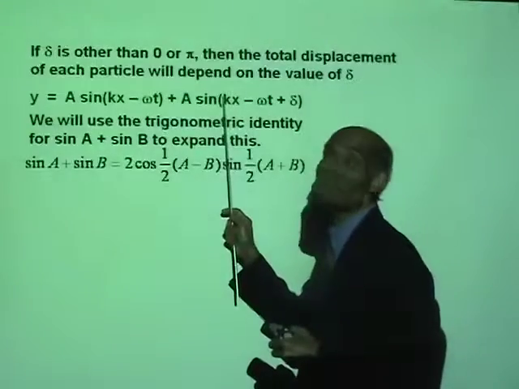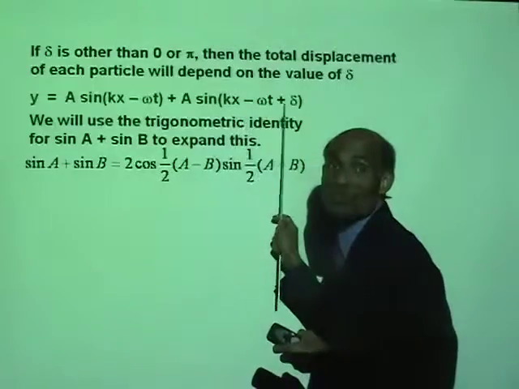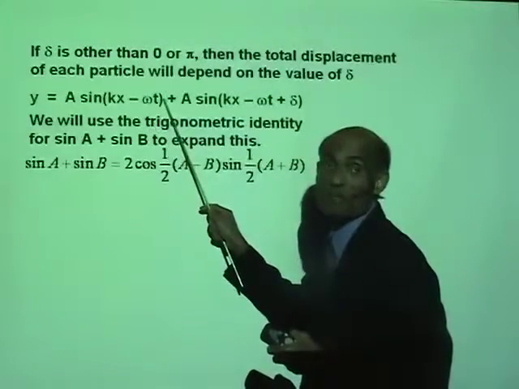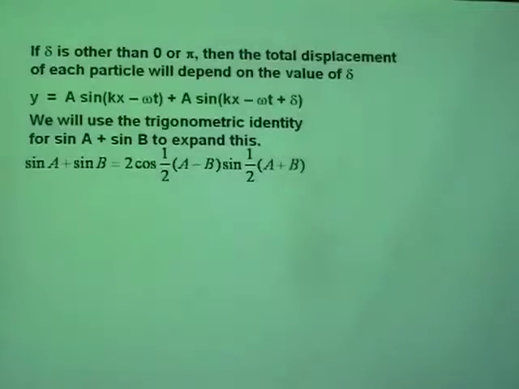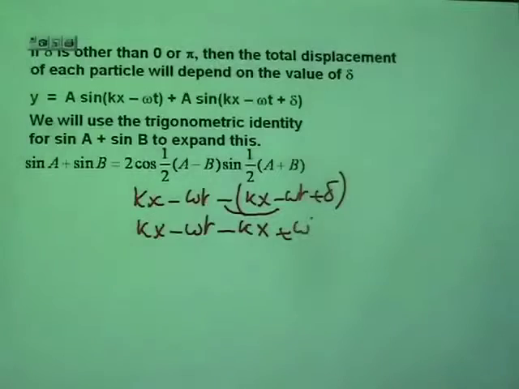minus omega t plus delta. Tell me, what will you get if you subtract this quantity from this? Let me write that down for you. That will be A minus B will be kx minus omega t minus kx minus omega t plus delta. That will be kx minus omega t minus kx plus omega t minus delta.